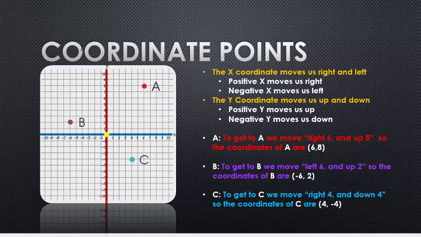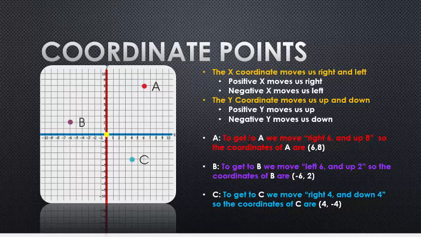The last thing that we will talk about today is coordinate points. The x-coordinate always moves us right and left. Positive x values move us to the right, negative x values move us to the left. The y-coordinate moves us up and down. Positive y values move us up, negative y values move us down.